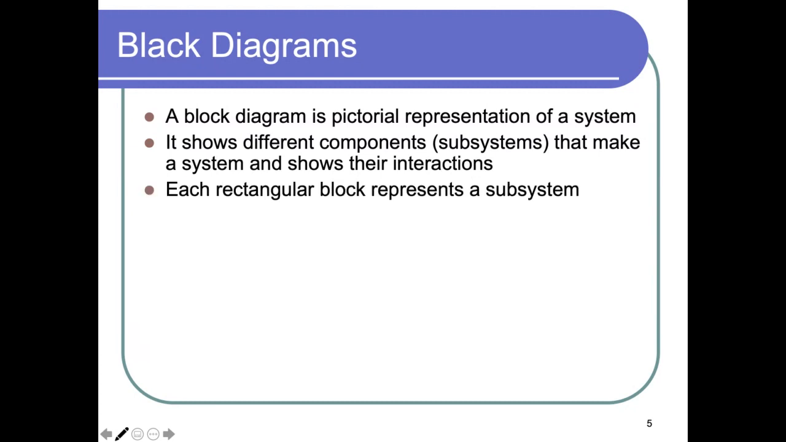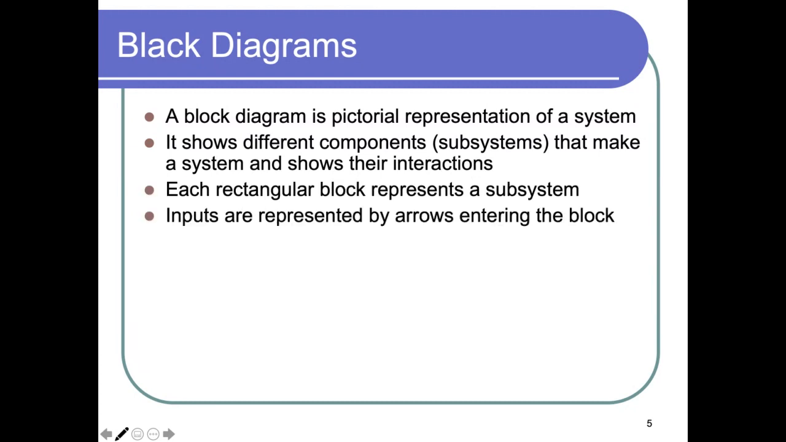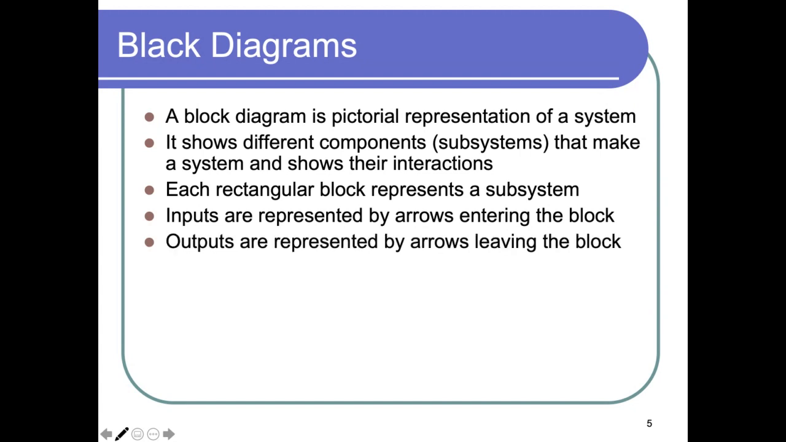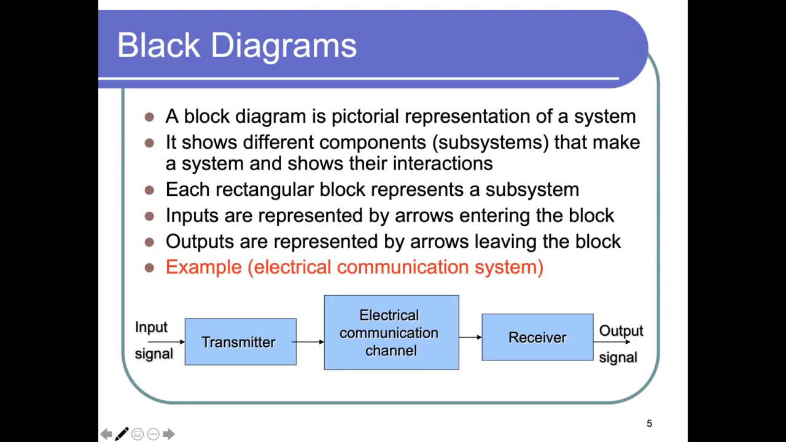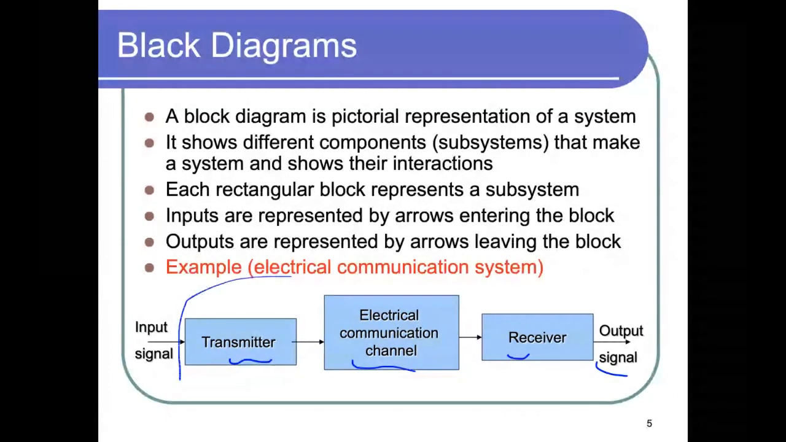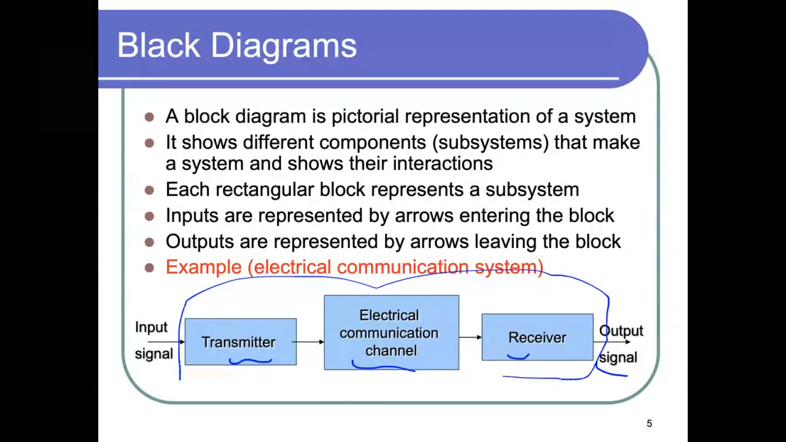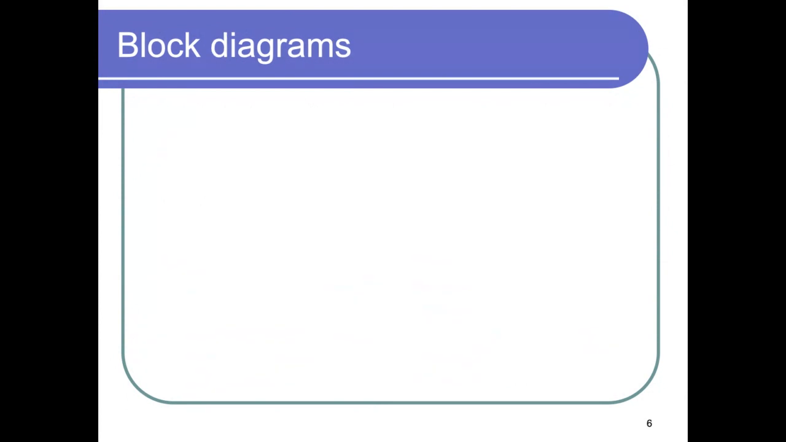Then we have each rectangular block represents a subsystem. Inputs are represented by arrows entering the block, and outputs are represented by arrows leaving the block. So as an example, if I have an electrical communication system, I have an input signal to a transmitter, and then we have the communication channel, and we have a receiver, and we have the output signal. So I can make all of these three as one block, and with proper computations, you can calculate it using the knowledge of this unit, block diagram reduction.